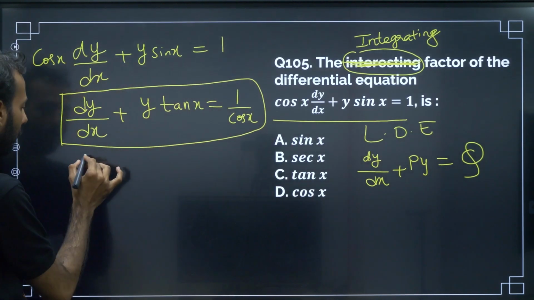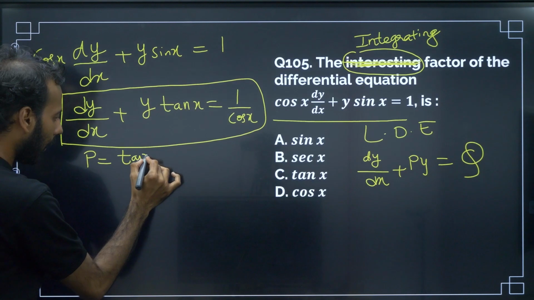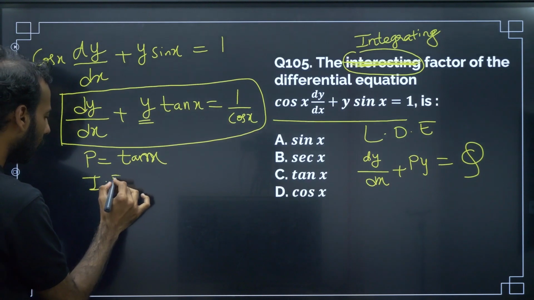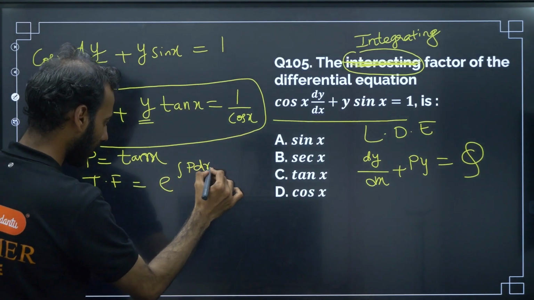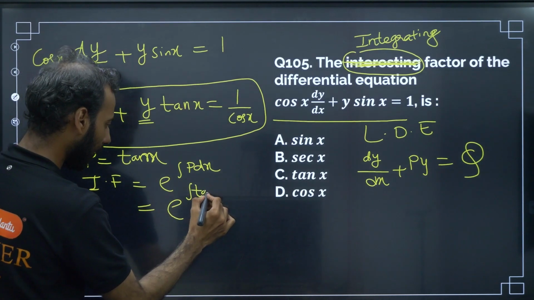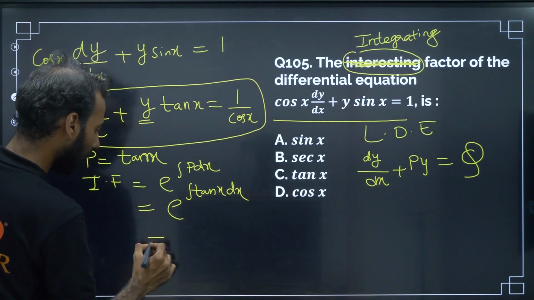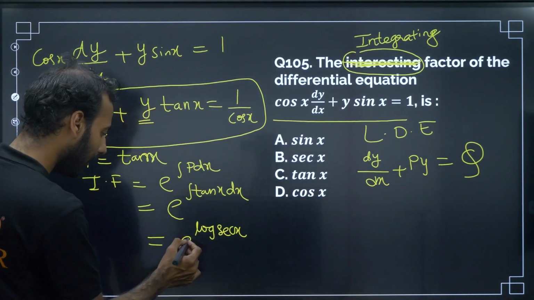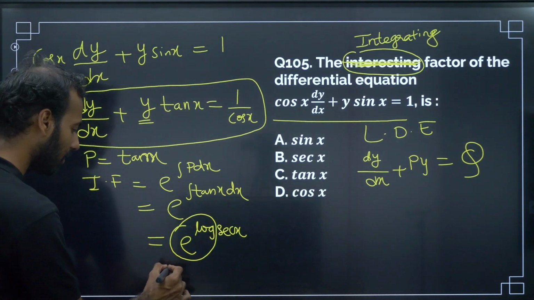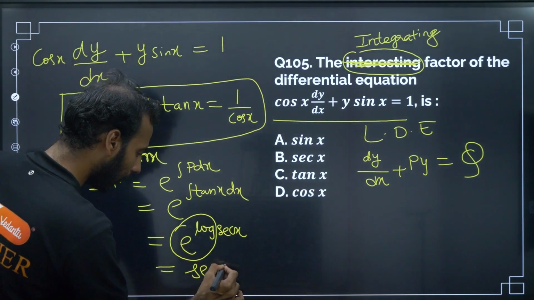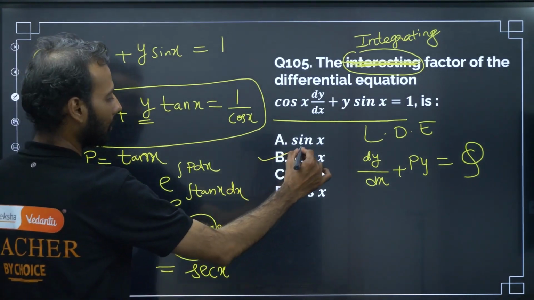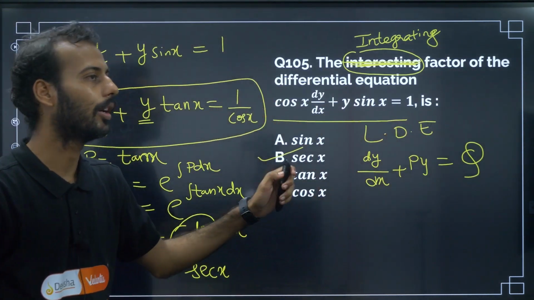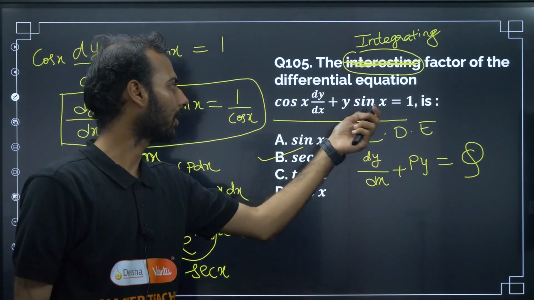Now you compare that and this. In place of p, we can write tan x, and in place of q, it is 1 by cos x. So the integrating factor is e raised to integration p dx, which is e raised to integration tan x dx. Integration of tan x is log of secant x. e and log are inverse functions of each other, so they cancel and we are left with secant x. So secant x is the answer. Since I am explaining all these things, it is taking so much time, but in the exam it will hardly take 10 or 15 seconds to solve this.